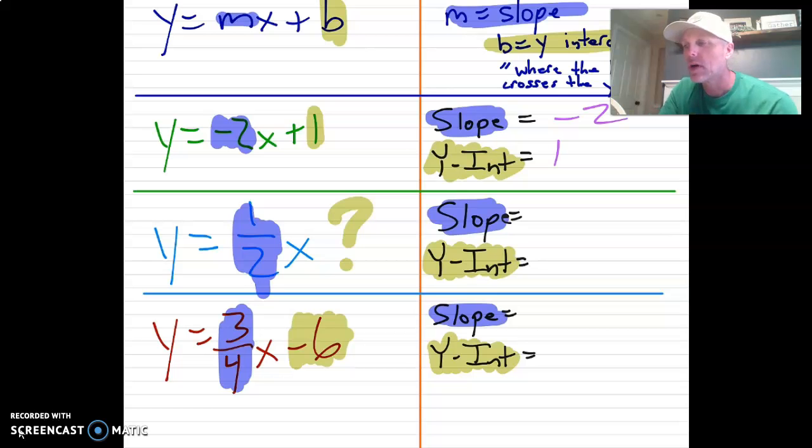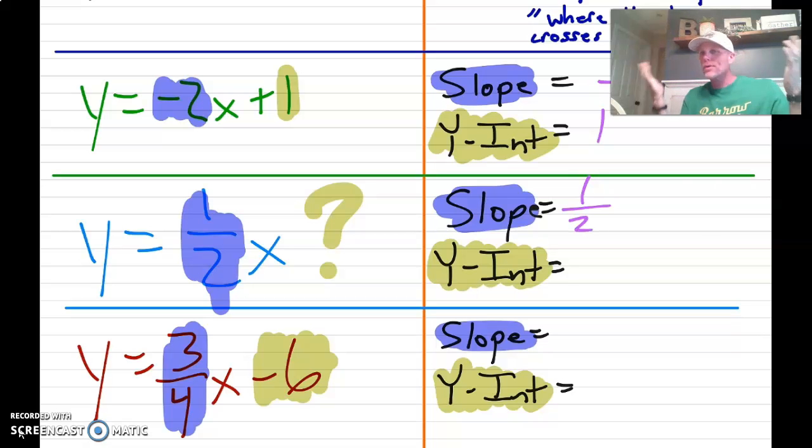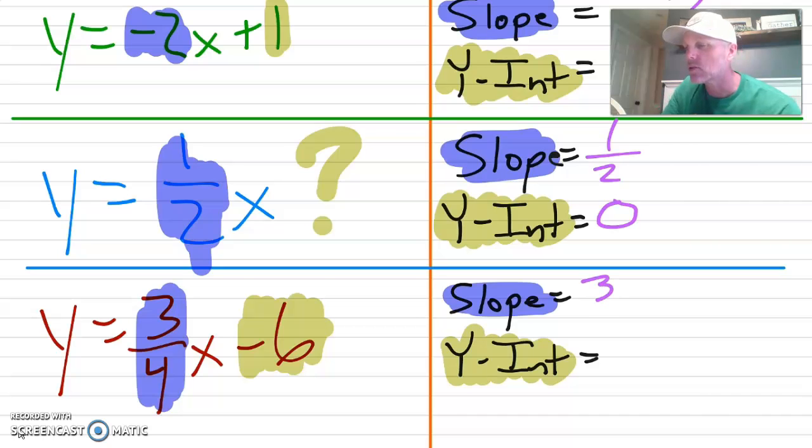Y equals 1/2 x. So the slope is 1/2, but what is the y-intercept? It doesn't have anything. It only has y equals 1/2 x. So what is the y-intercept? It doesn't have one. Well, it does. It would be 0. Okay, instead of putting plus 0 or minus 0, because is 0 positive or negative? No, it's just 0. Okay, and then this last one, the slope is whatever is attached to the x. The slope is 3/4, and the y-intercept is negative 6.